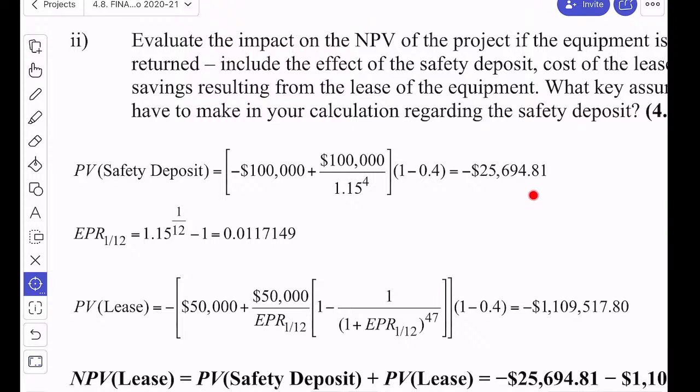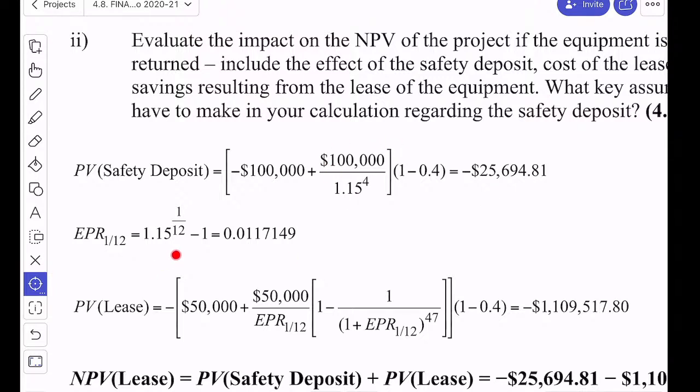So this is the amount. Notice I have it tax deductible. So this is the after-tax amount for both. The safety deposit is tax deductible, and so you get to claim the cost as an expense, and then here you have to actually pay taxes on the fact that you're getting $100,000. That's how I've set it up.